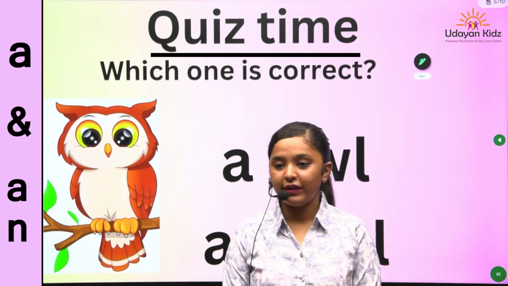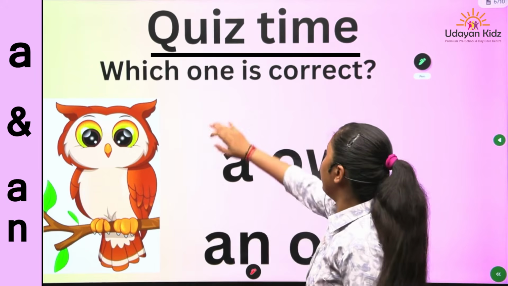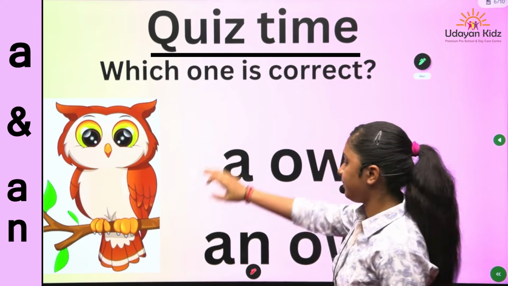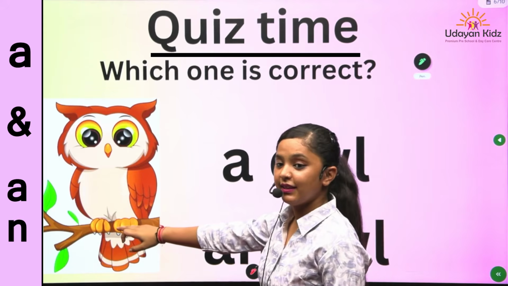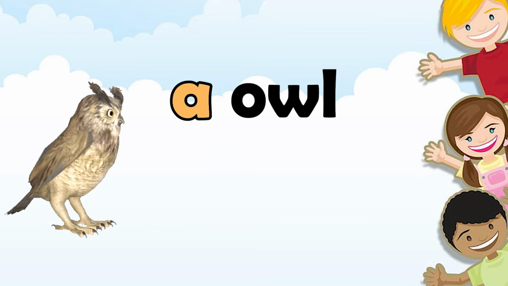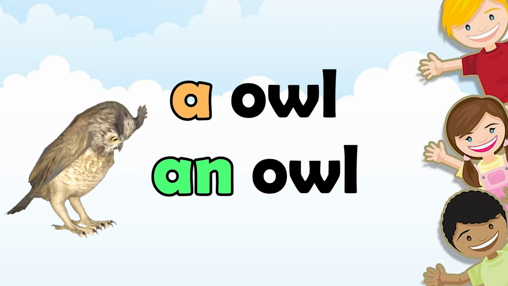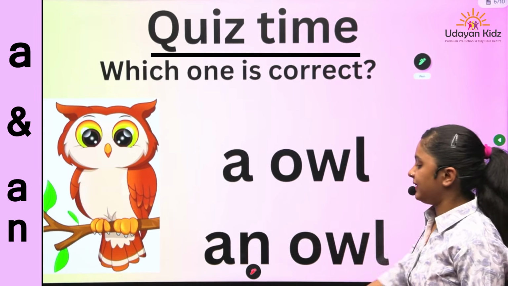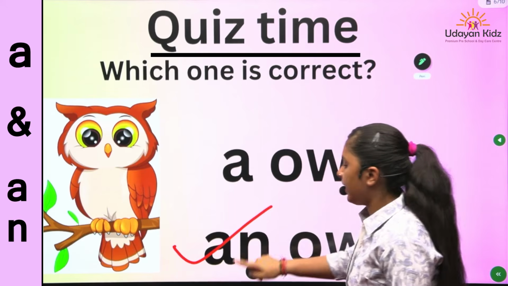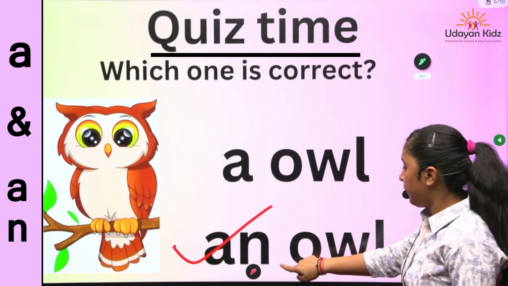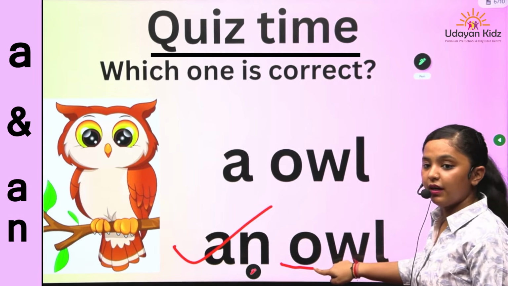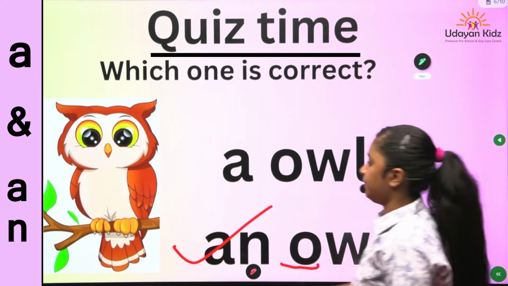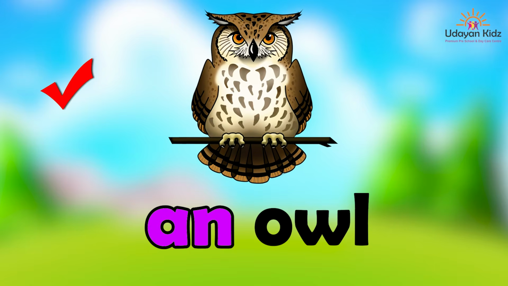Now it's quiz time. Which one is correct? This is an owl. A owl or an owl? Which one is correct? Yes, this one is correct: an owl, because it begins with a vowel sound. An owl.